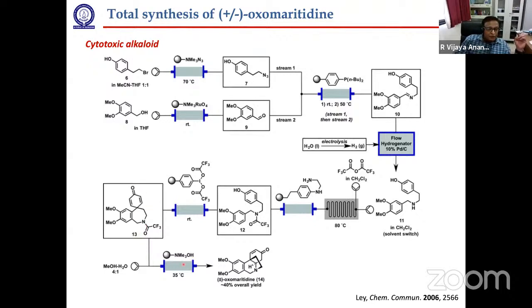And then finally, you can deprotect it by using this ammonium hydroxide. And then this nitrogen will come and react here. The intramolecular cyclization takes place to get this particular natural product.